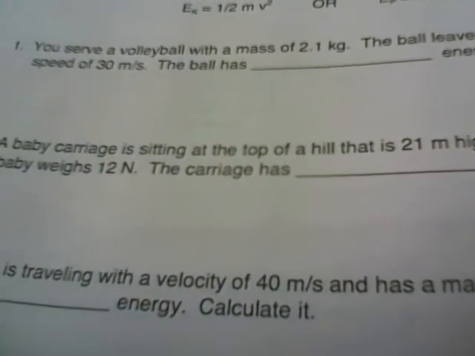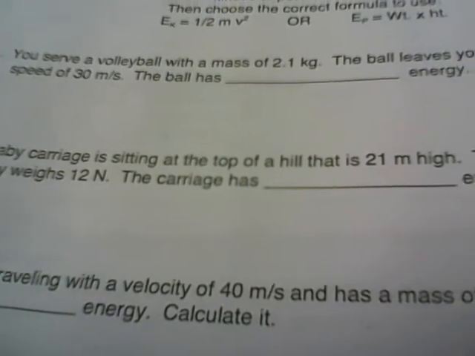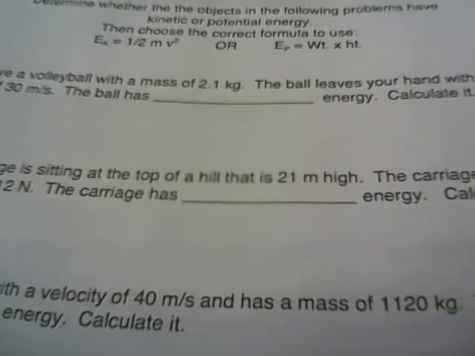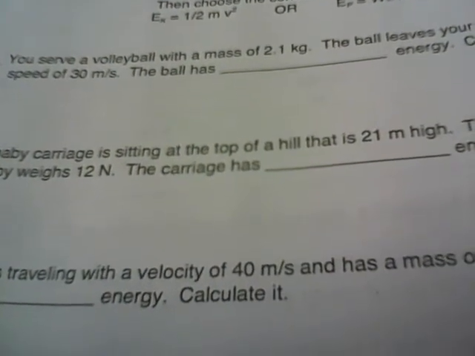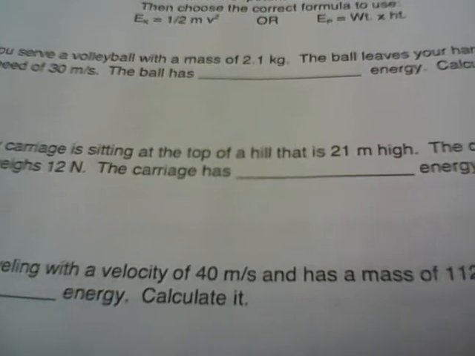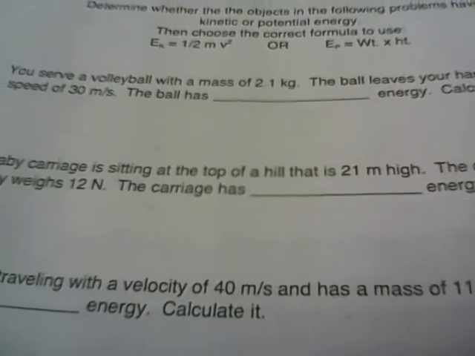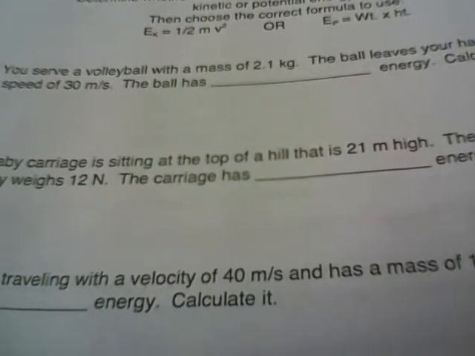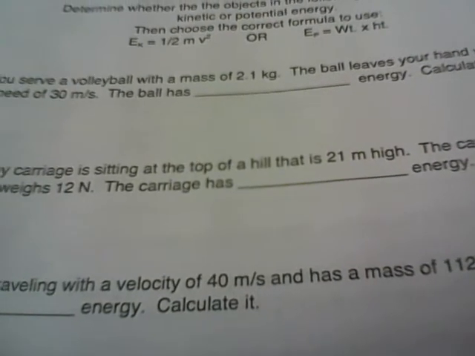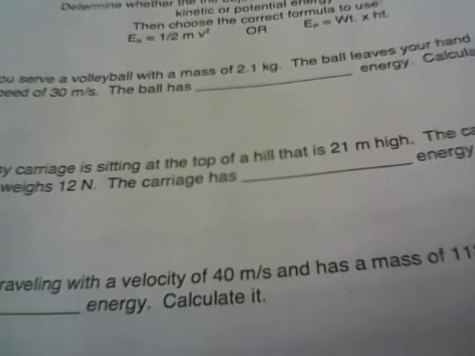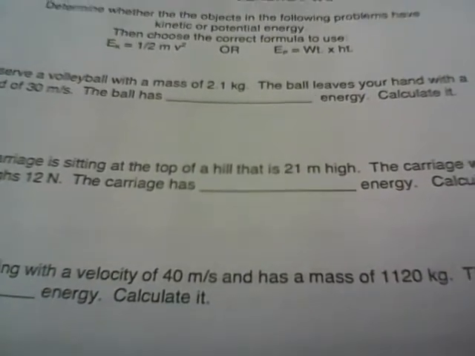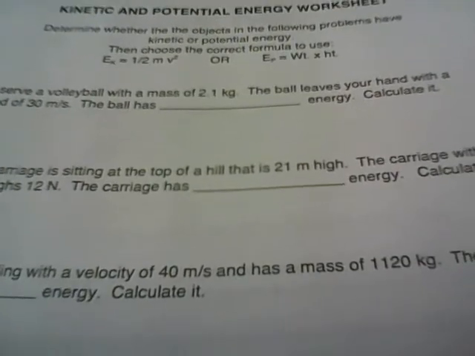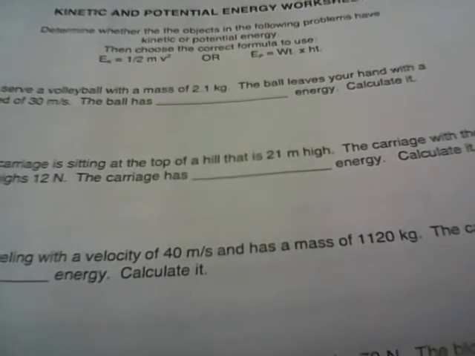So if we look at the first one, it says you serve a volleyball with a mass of 2.1 kilograms. The ball leaves your hand with a speed of 30 meters per second. The ball has what type of energy? Calculate. So if the ball is moving and it has a speed, we automatically know that it has what? Yes, kinetic energy. So that means that the ball has kinetic energy, and therefore we must use the equation for kinetic energy. I'll try to transition and show you how that goes.